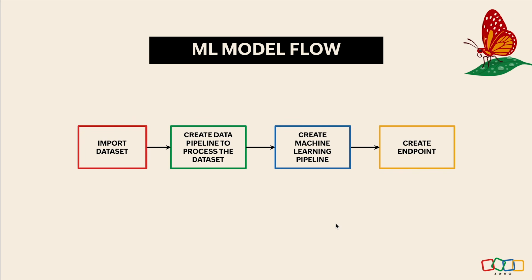So this is the general model flow inside QuickML. You first import the dataset, and then you can do some processing on the data by creating a data pipeline. This way you can refine your data and use it to create your machine learning pipeline. Once you are done with creating your machine learning pipeline, you can create an endpoint for this ML model, using which this functionality can be accessed by external services, including Zoho CRM.